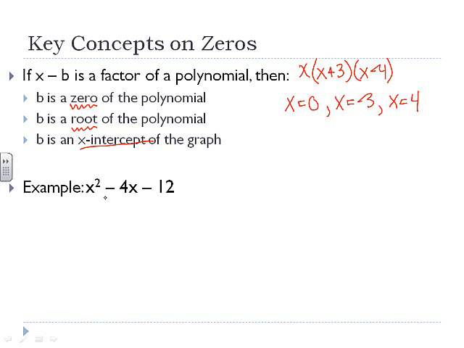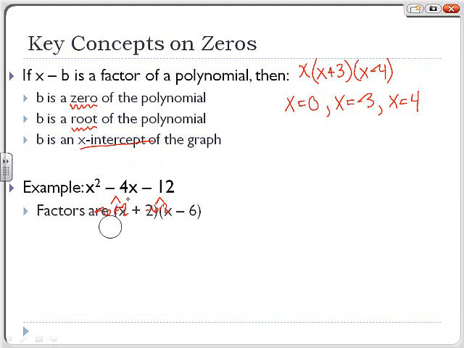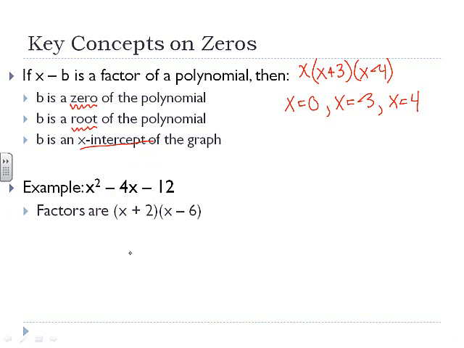So here's an example. X squared minus 4x minus 12. What are the factors of negative 12 that make negative 4? Negative 6 times 2 makes negative 12, and negative 6 plus 2 makes negative 4. So your factors are x plus 2 and x minus 6.